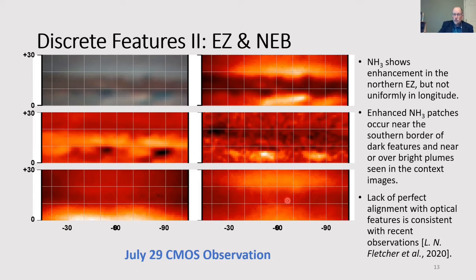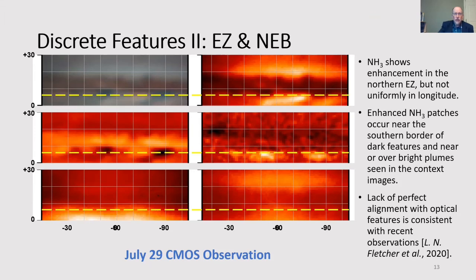And the key thing to show is this lack of correlation and the fact that these things are occurring at different latitudes. If you look, you can see now, I've drawn this at about 6 degrees, you can see that the features that are bright in ammonia do not actually overlap with the dark features, at least not completely. They lie on the lower edge, they lie in the equatorial zone, and they partially overlap some of the bright plumes, as well as lying on the edge or overlapping a little bit with the dark features.